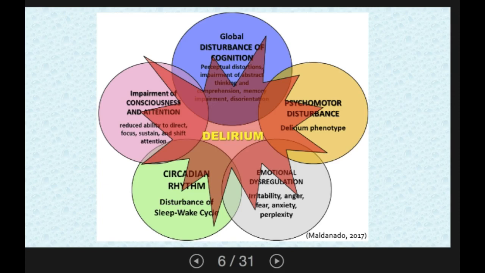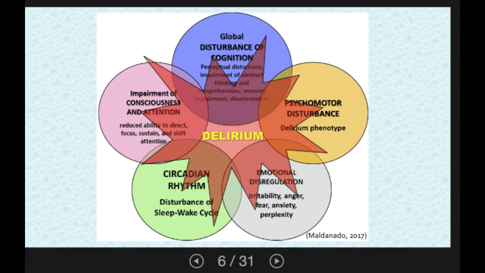There's also sleep-wake cycle disturbance. A delirious patient might have their days and nights confused, and they'll be sleeping all day and up all night, being very active. Patients with delirium will also have impairment of consciousness and attention. It's nearly impossible to redirect them or sustain any attention.